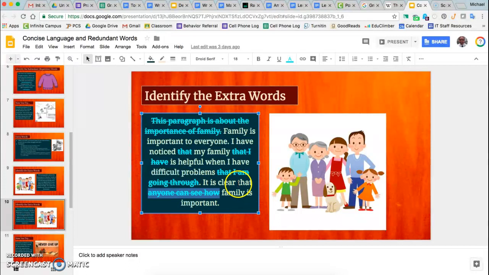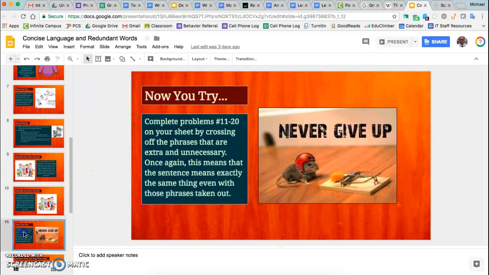You could kind of adjust it and say, it is clear family is important. It just doesn't have a very good flow to it. That's why I left the "that" there in that case. But even that one could come out theoretically. So all of these are extra words that do not need to be in that sentence.